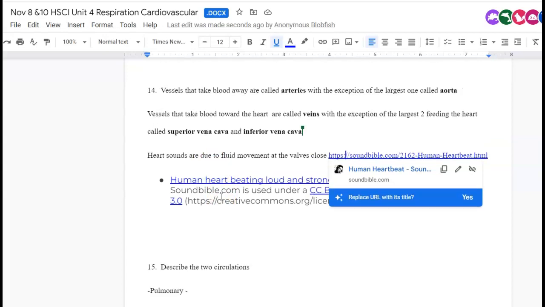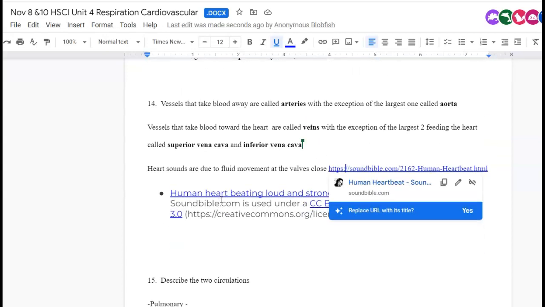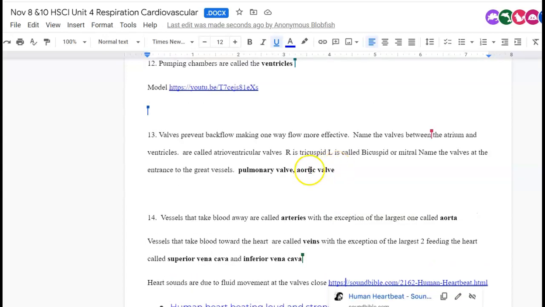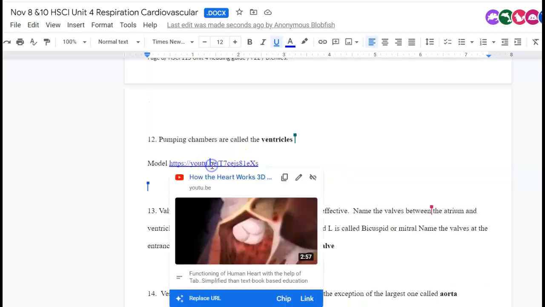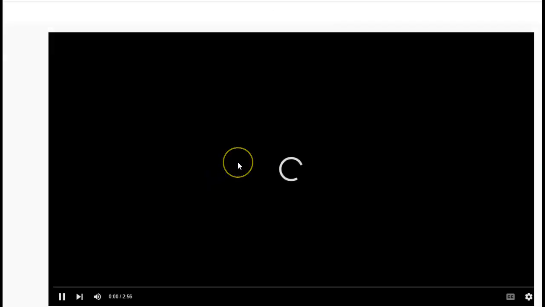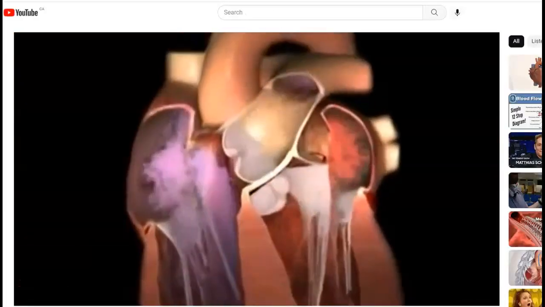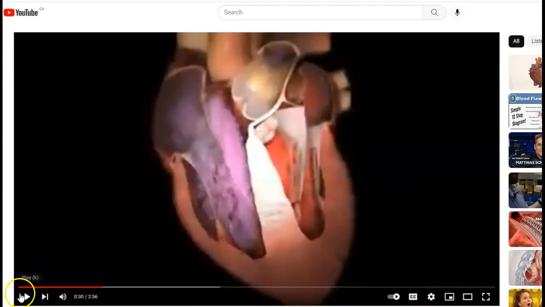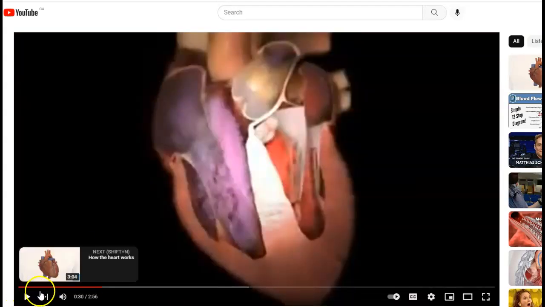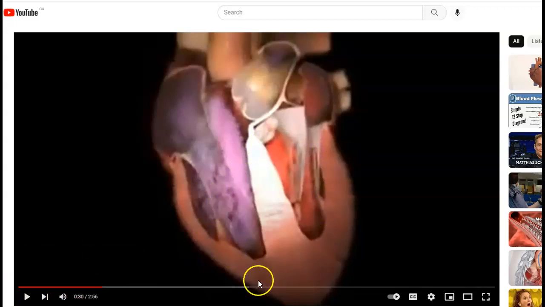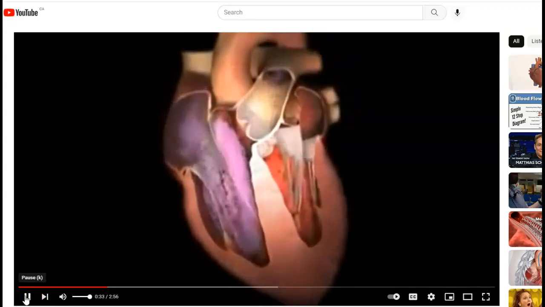Now, normal heartbeat is due to the closing of the valves when the ventricles contract. So let's look back at a heart that's beating. The heart is a muscle. When we look at the heart contraction, the strongest activity of the heart is the contracting of the ventricles, to pump blood to the lungs and the body.